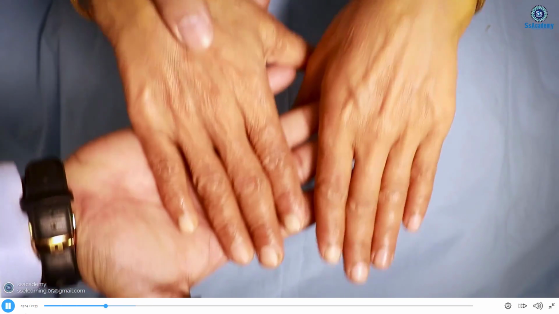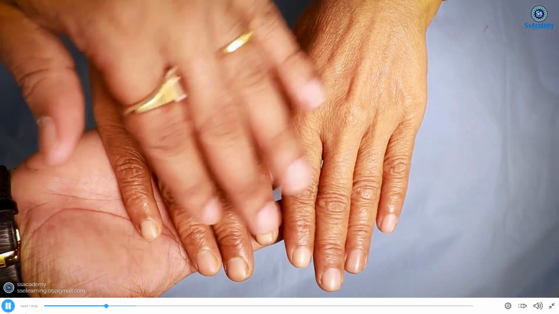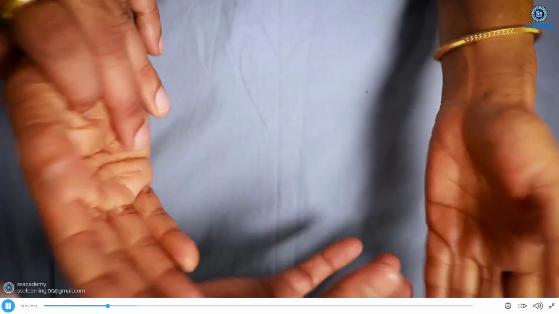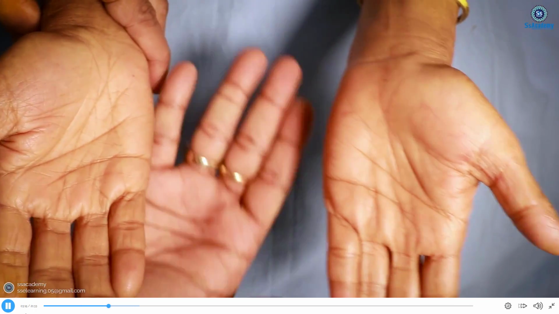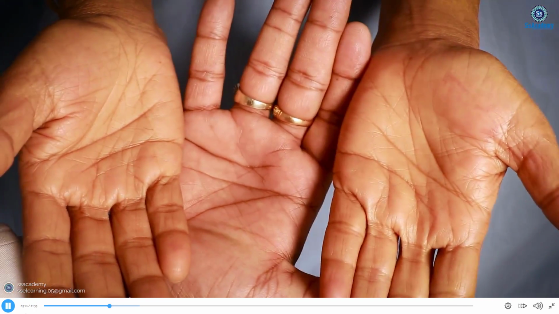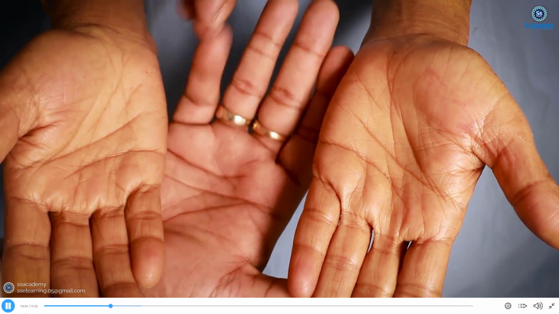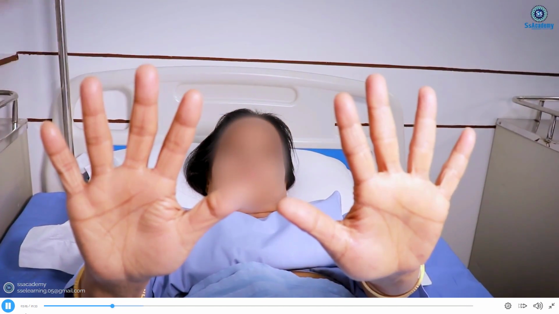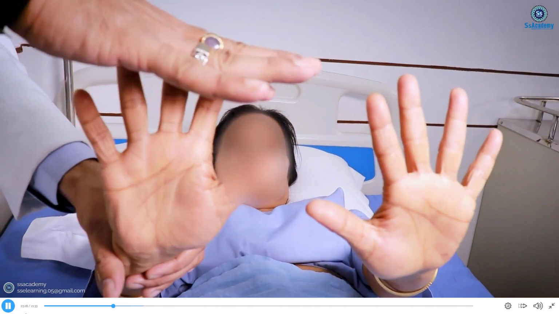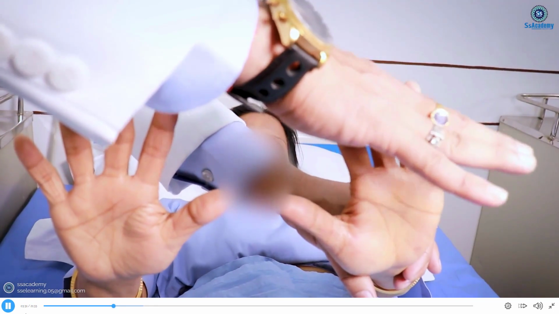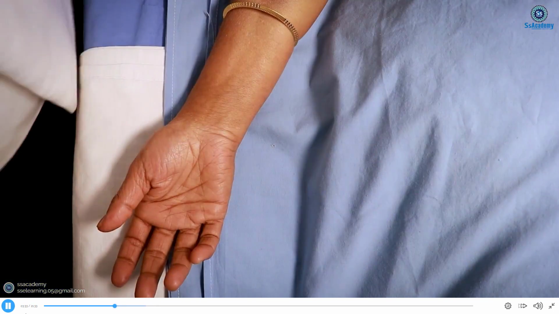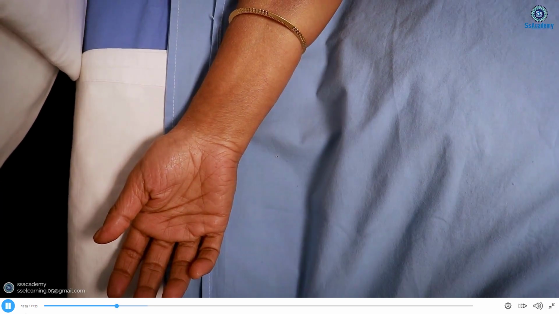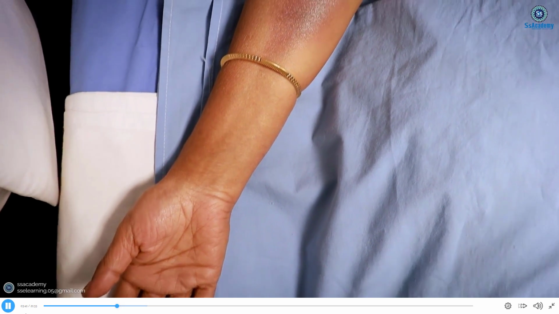So you're looking for clubbing here. So no clubbing, no leukonychia. You can compare with my own hands. And now turn the hands like this to see the palmar erythema. So she doesn't have palmar erythema. And also Dupuytren's contracture, so no Dupuytren's contracture. So can you just spread your fingers and cock up your wrist back and just hold it here to see the flap. So she doesn't have the flap. No flap here.